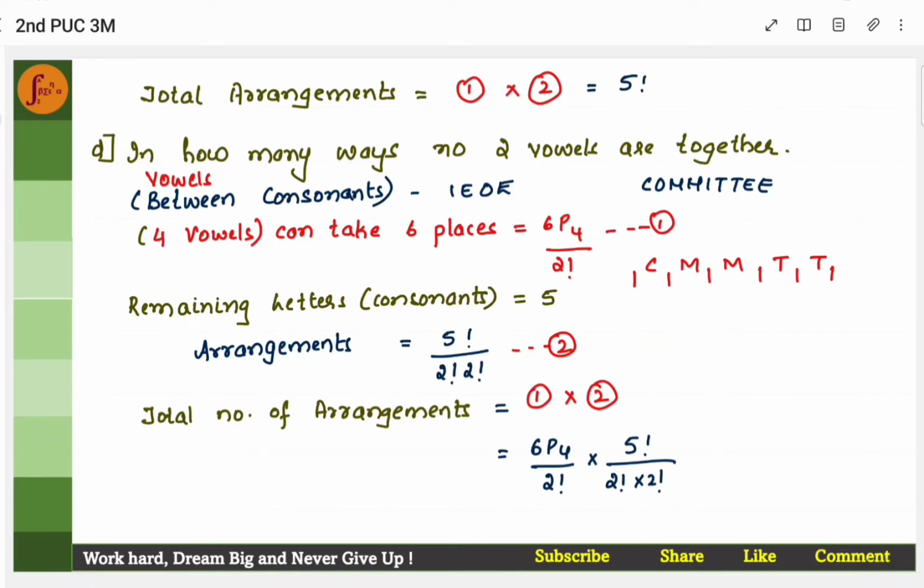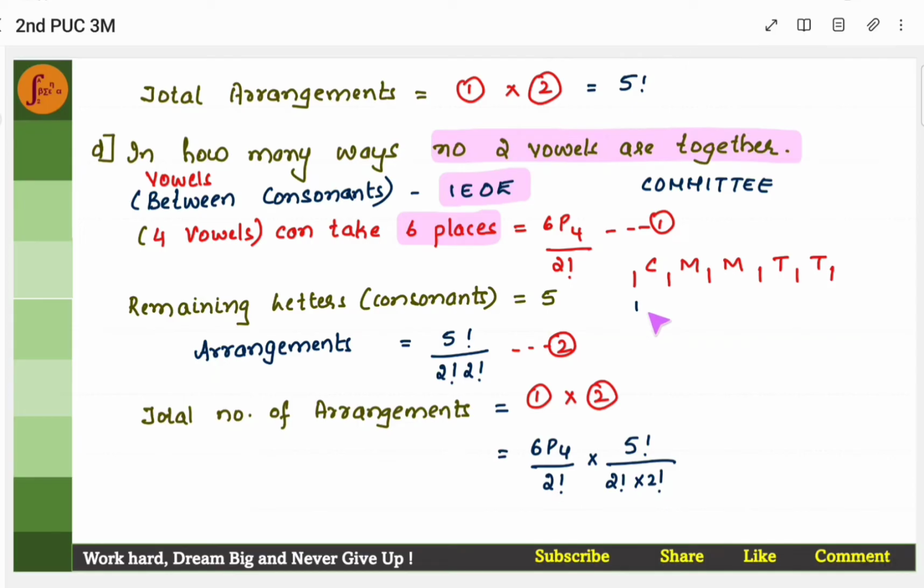The vowels should not be together. What does it mean? I should not have these vowels together. I can't have IE together or OE together or EO together. So basically, I should have the other letters in between the vowels. The other letters C, M, M, T, T. I should have the other letters in between these letters. So you'll have to use the permutations concept. So how many vowels are there? 4 vowels.